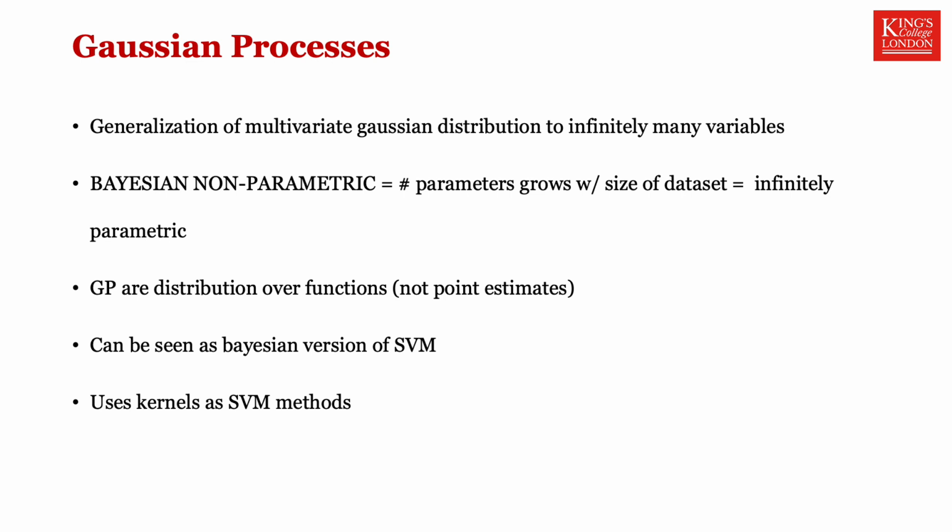So GPs are distributions over functions, and they're not point estimates. They can be seen as the Bayesian versions of many of the most popular algorithms, for example, SVMs. And similarly to SVMs, they also use kernels. Most of the time, kernels tend to be the kernel you've seen before, but there are actually many other kernels, and constraints on kernels and priors on kernels, that can be used to model things as Gaussian processes.